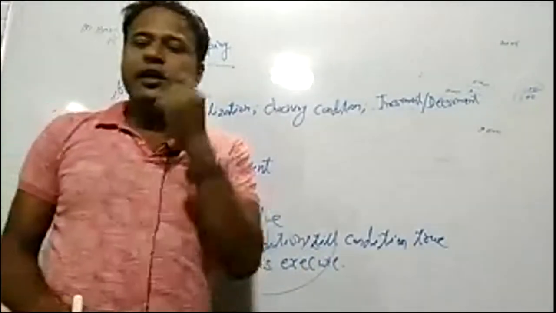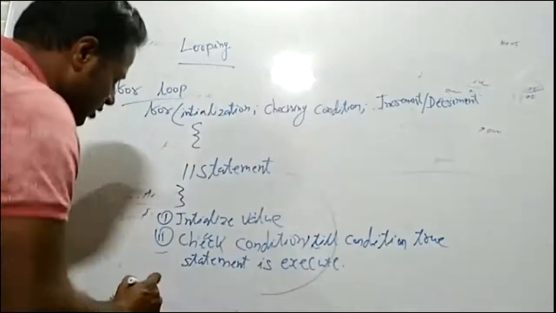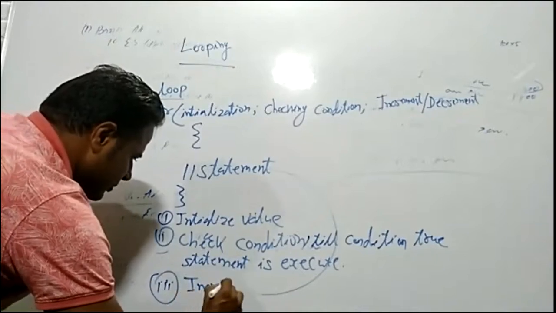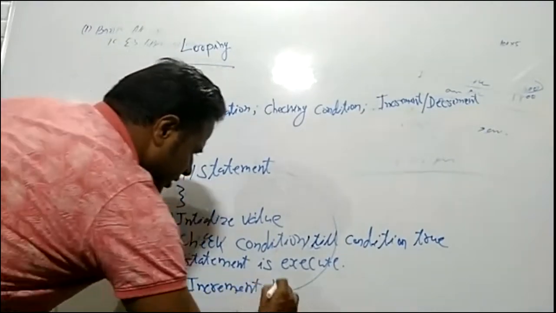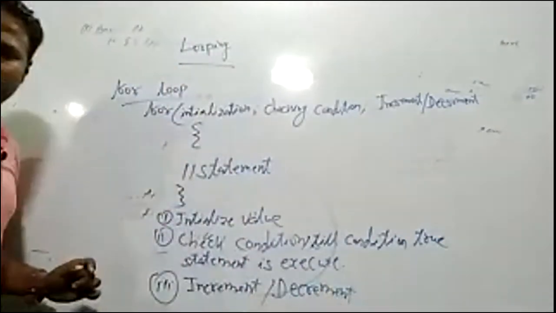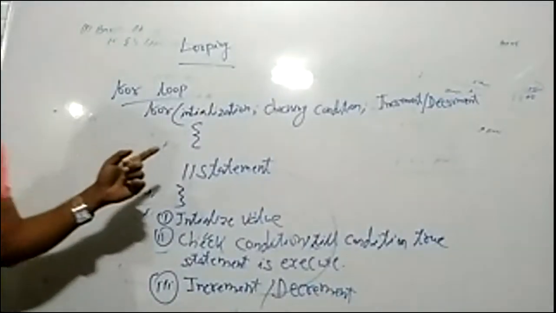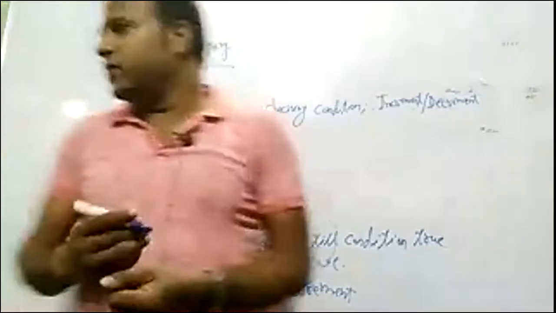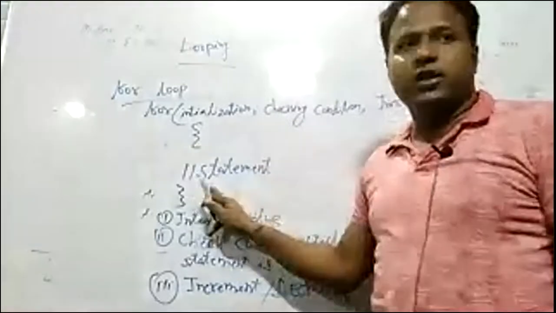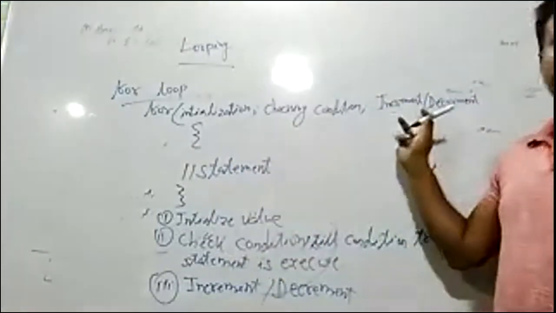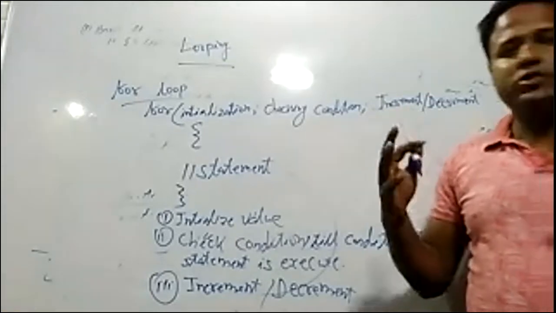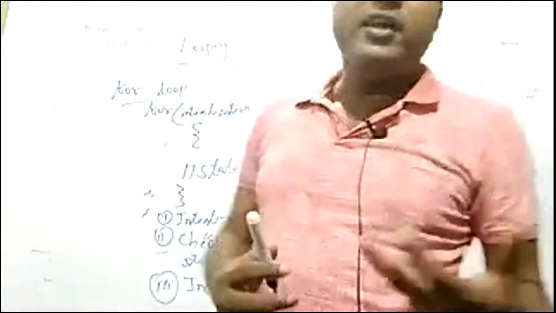So next part is your increment and decrement. The third part is your increment and decrement. So we have the three parts. First is initialization, checking condition, then till your condition is true, the statement within the for loop is executed, then your increment and decrement happens in the case of your for loop. Okay, means all the parts are in the same place.